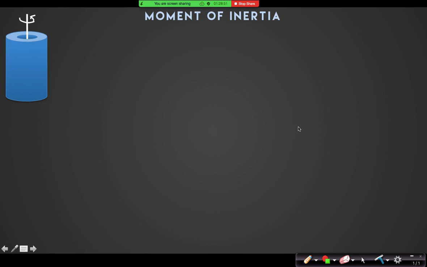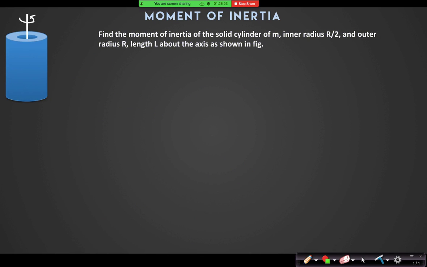Can you do this one? It's a cylinder, the same similar type of question. Exactly similar. Find the moment of inertia of the solid cylinder of mass m. The inner radius is r by 2 and the outer radius is r. The length is given as L.